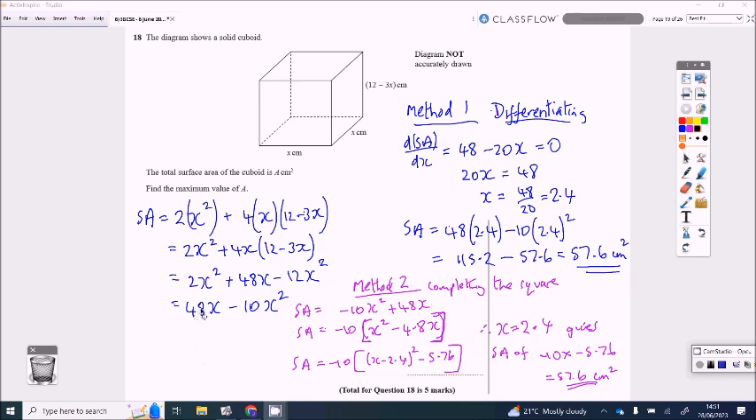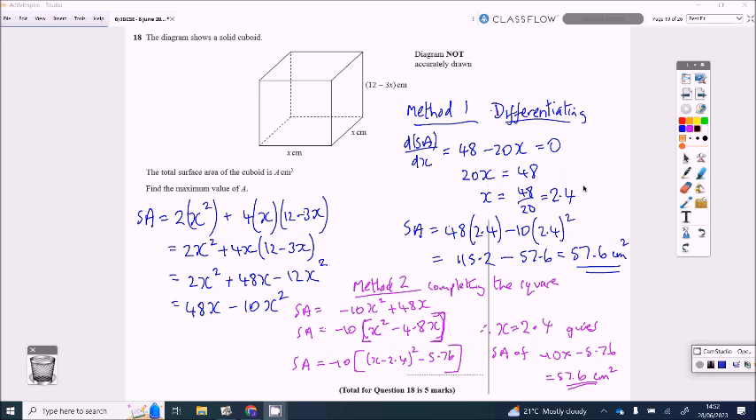So differentiating this, the blue one first. When we differentiate 48x, we get 48. When we differentiate minus 10x squared, we get minus 20x. Remember, you multiply by the current power, reduce the power by 1. Now, at a maximum or a minimum, the differential equals 0. So we set our 48 minus 20x to 0. Add 20x to both sides, divide by 20. We get x being 2.4.